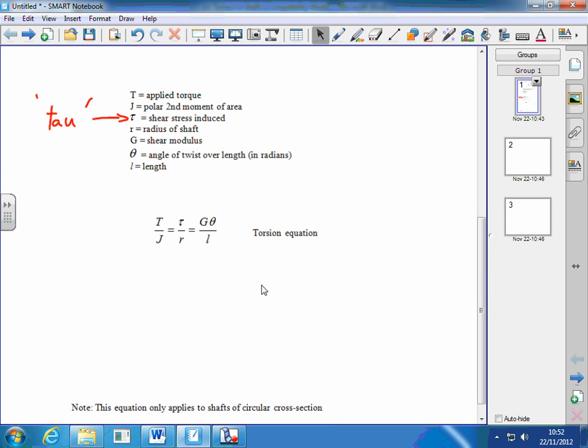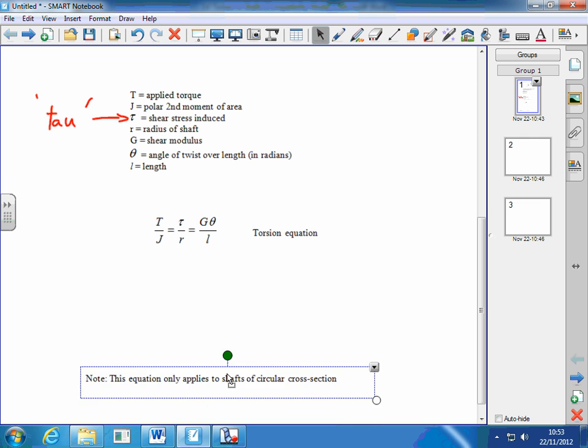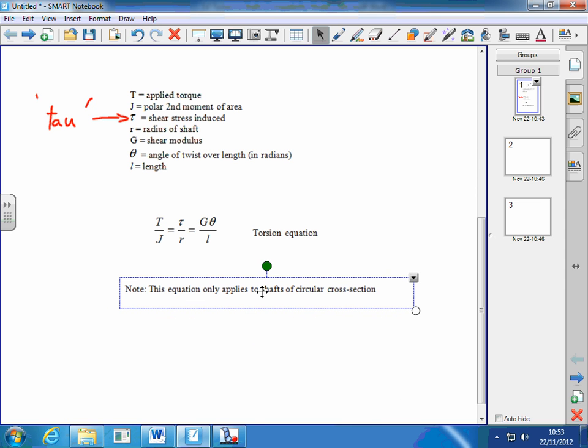So just like the bending equation, we only ever use two of the ratios. Tutorial questions are going to involve deciding which ratios to use and then rearranging it maybe to find, say, torque, and then putting the numbers in. So similar ideas, as we'll see. Note this equation only applies to shafts of circular cross-sectional area. So when we write down, which we will do in a second, the polar second moments of area, we're only going to do that for circular shafts.